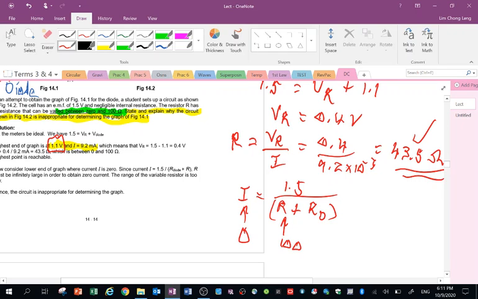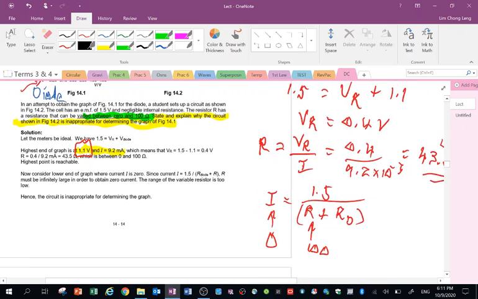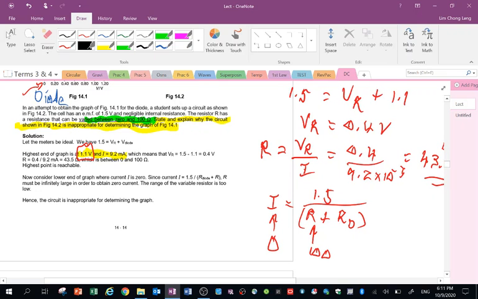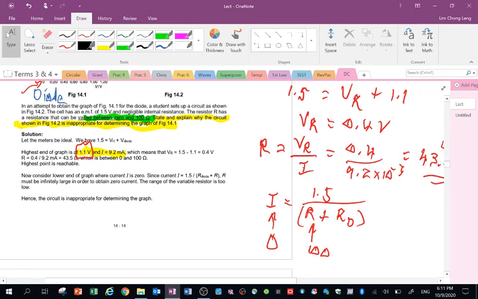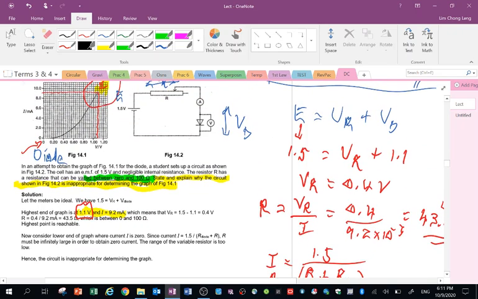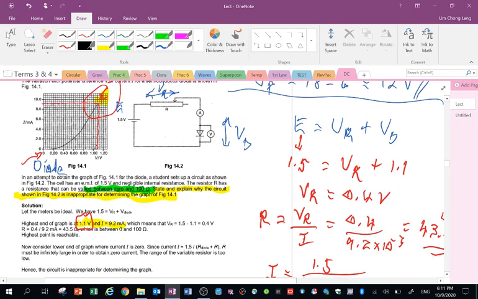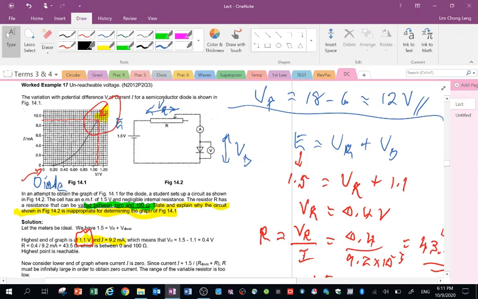So the resistance of the diode is certainly not high. So as a result, the lower end is not achievable. Okay, so that's it. To prove that this circuit is not suitable for determining the graph shown.